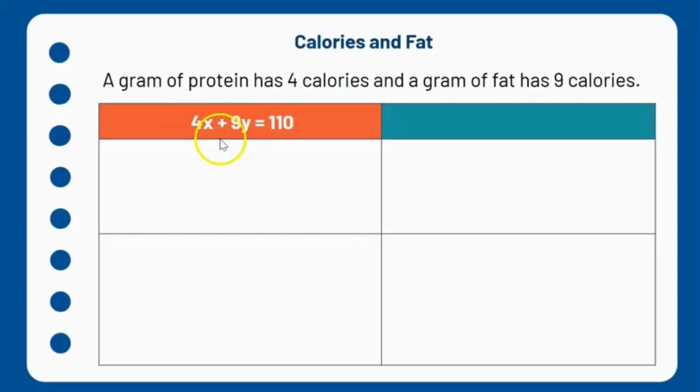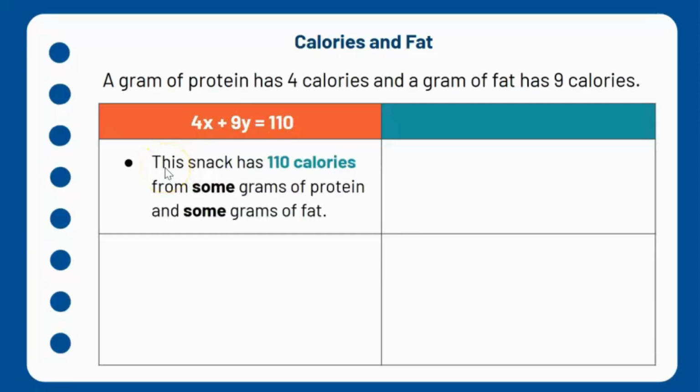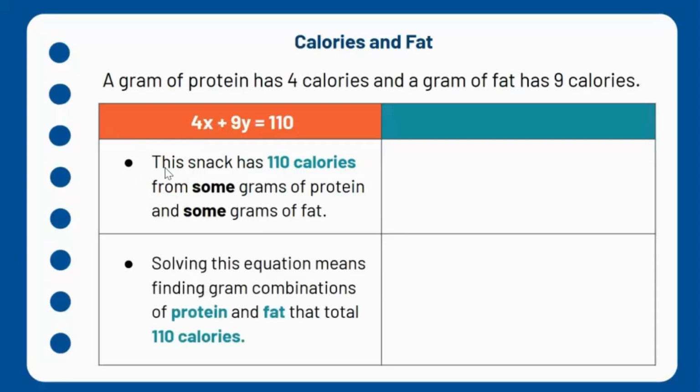The equation 4x plus 9y equals 110 represents this relationship. This equation represents a snack that has 110 calories in total from grams of protein and from grams of fat. To solve this equation, we need to find a combination of proteins and fats that total 110 calories.